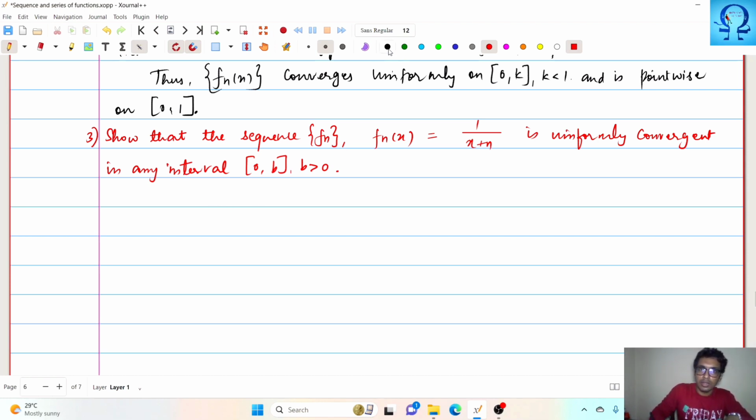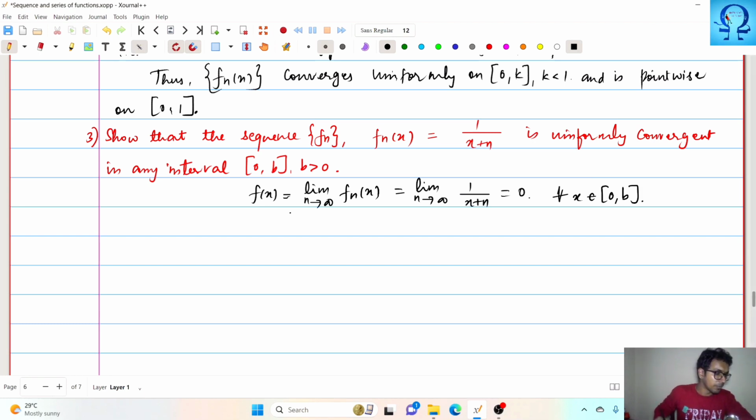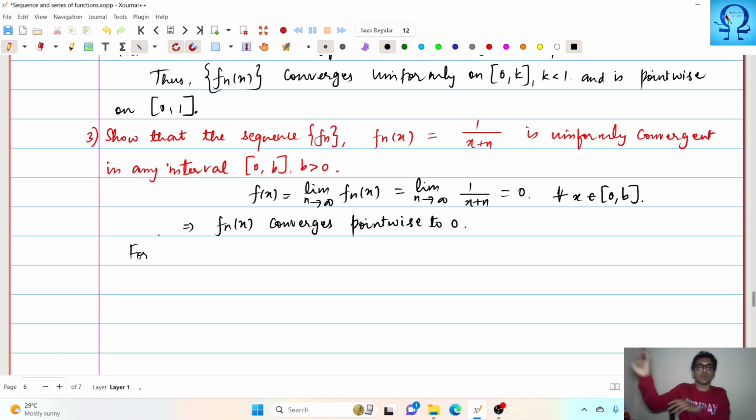Now here, if we identify the pointwise limit of this sequence, what do we have? It is limit n approaches infinity 1 upon x plus n. This is 0 irrespective of what x we choose in the interval 0, b. That is, Fn of x converges pointwise to 0. Now let us check whether this pointwise limit is our uniform limit of convergence.